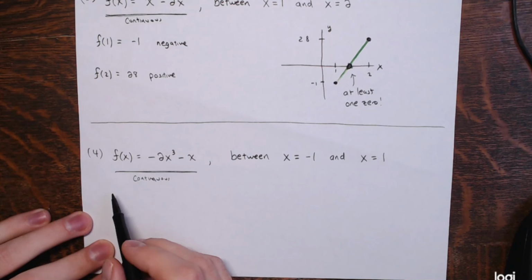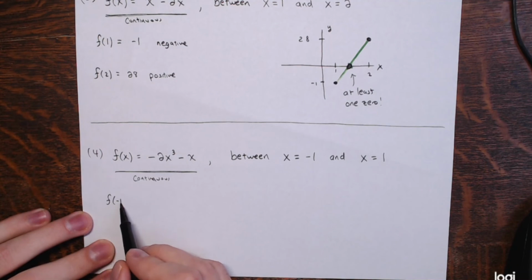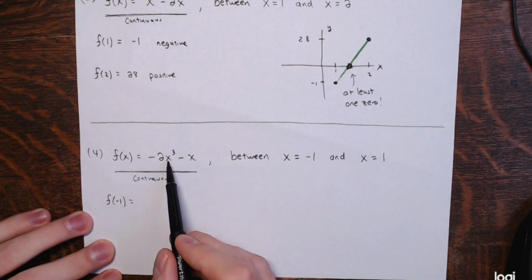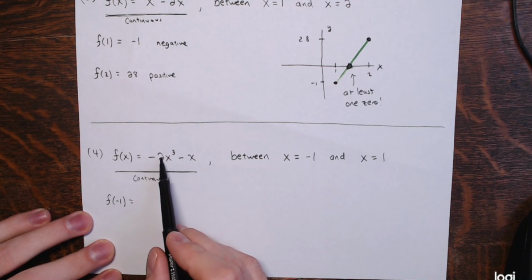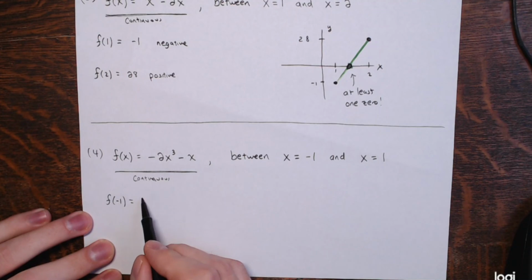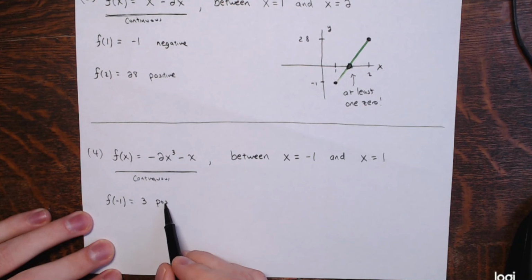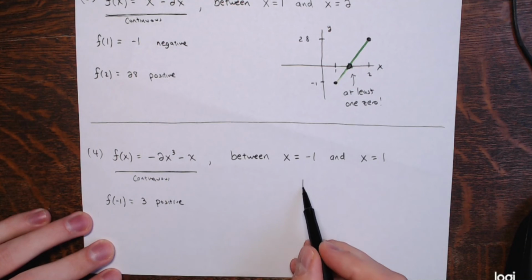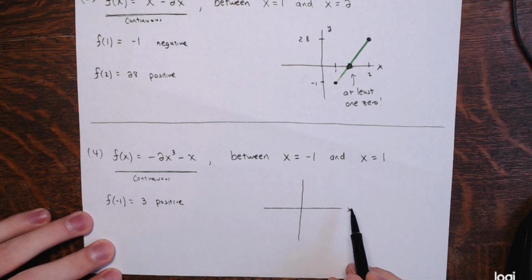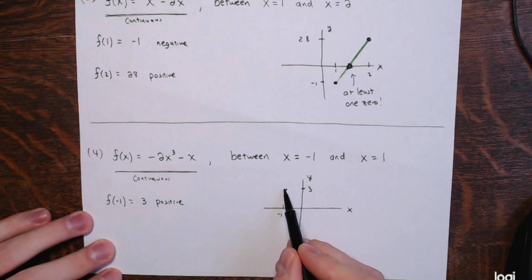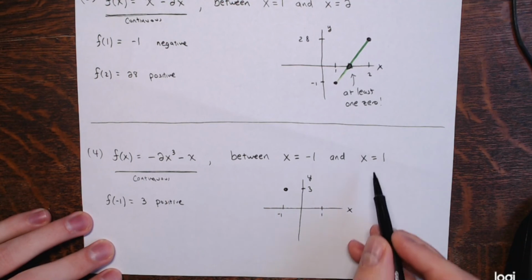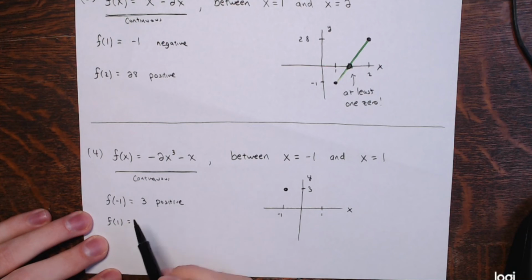So what's f of -1? Well, -1 cubed would be -1 times -2 would be +2, and then minus -1 would be +1, that'd be 3. Positive. All right, so if we were graphing this, the point -1, 3 would be on the graph. And then what happens at +1, right? What's f of +1? Well, that'd be -2 minus 1. That'd be -3, negative, right? A negative output over there.